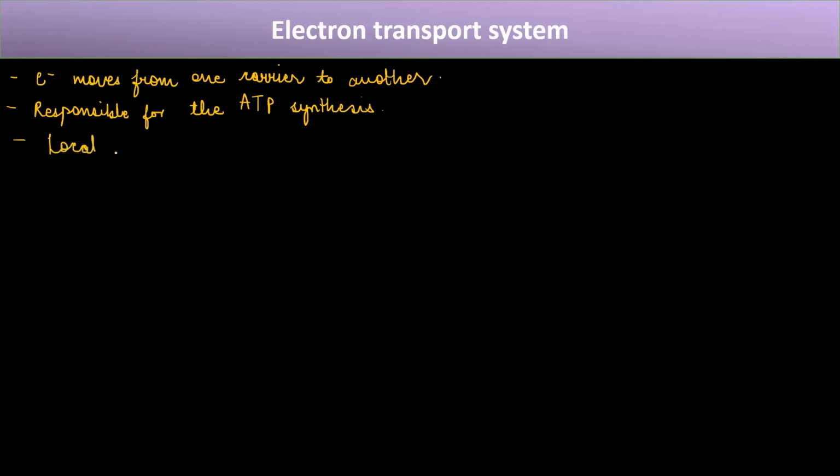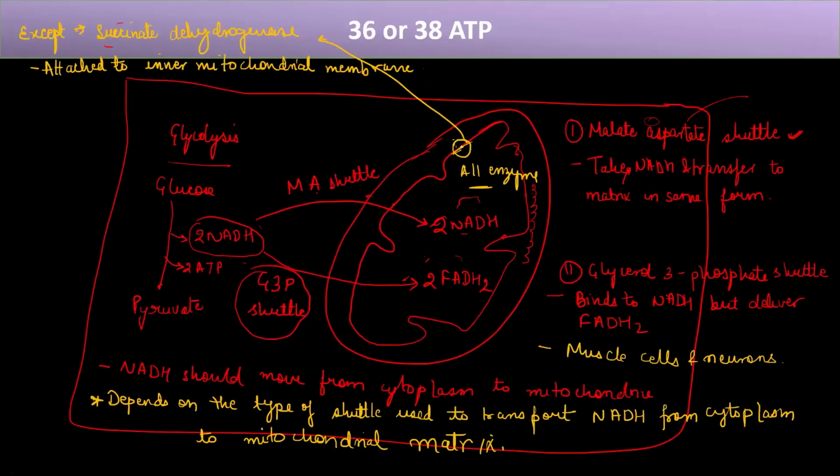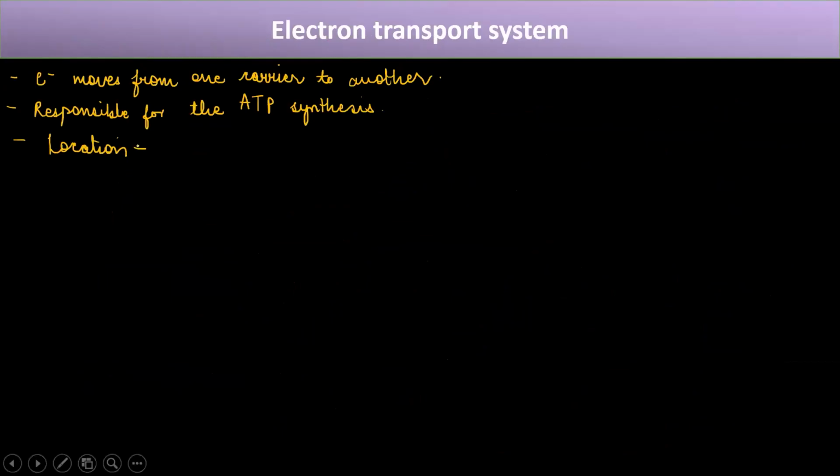Now, what is the location of this electron transport system? Let's get back to the previous figure. This is your mitochondria, right? The electron transport system will be located here, in the inner, not here, this is the crista, but this part. So the location is the inner mitochondrial membrane. The electron transport system is located in the inner mitochondrial membrane.